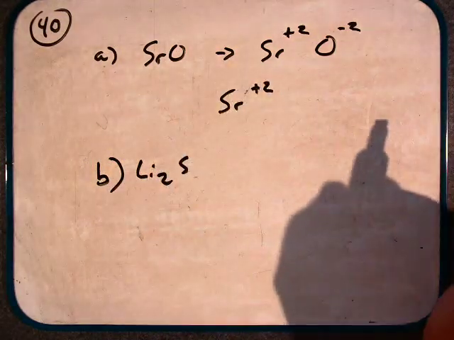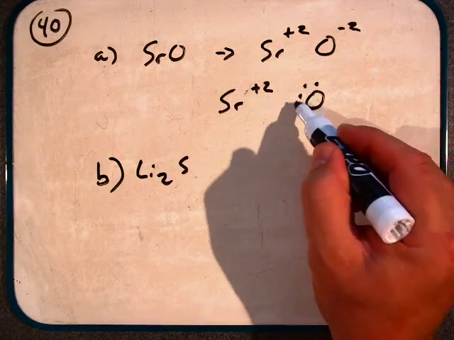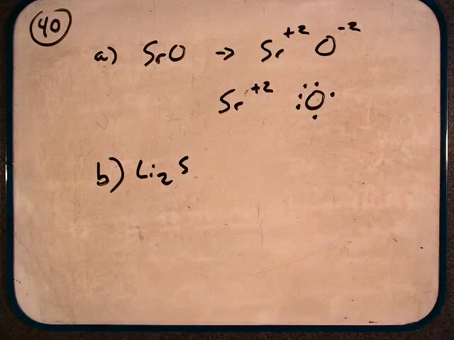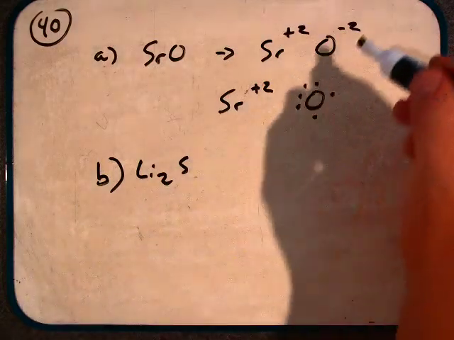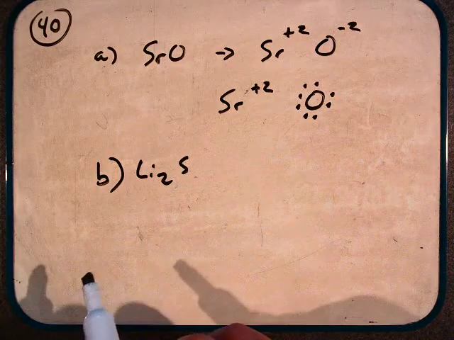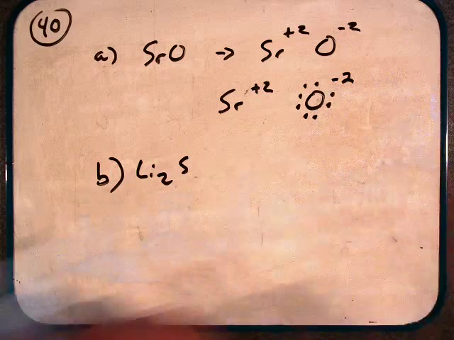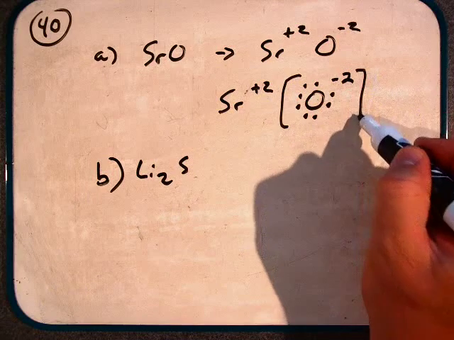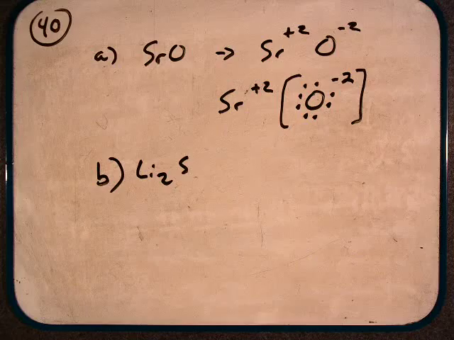Strontium's fairly easy. We're just going to keep that as +2. And then we're going to show our oxygen, which begins with 6 valence electrons shown around the oxygen here as dots. And then we have to give it 2 extra electrons because it's -2. It gets those 2 electrons from the strontium because it's +2. And so that gives us our oxygen to have the -2 charge. We also need to include a bracket to indicate that those electrons are not being shared between the oxygen and the strontium.